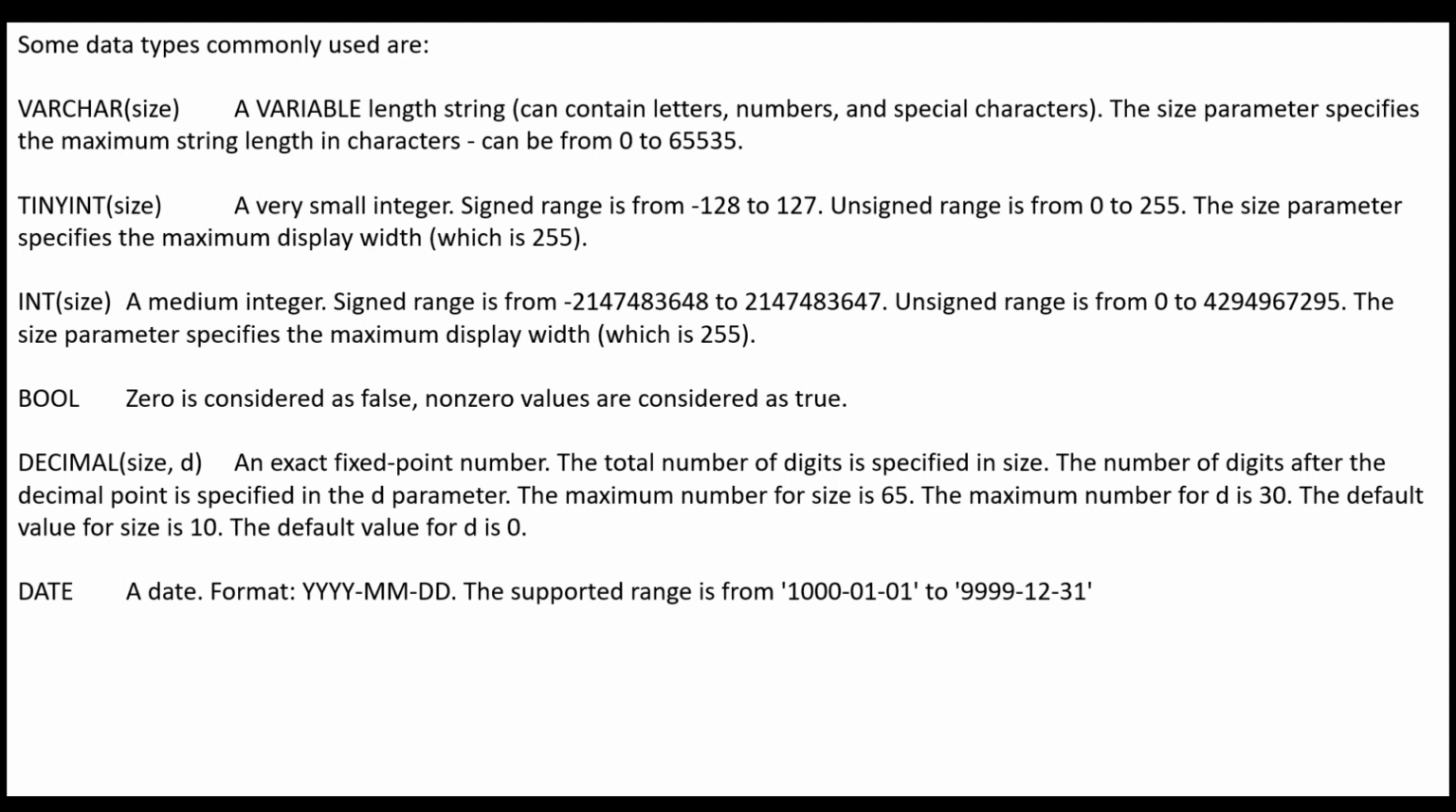DECIMAL(size, D) is an exact fixed point number. The total number of digits is specified in size. The number of digits after the decimal point is specified in the D parameter. The maximum number for size is 65. The maximum number for D is 30. The default value for size is 10. The default value for D is 0.